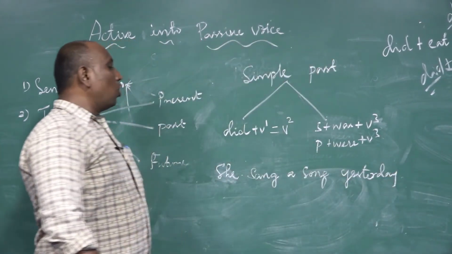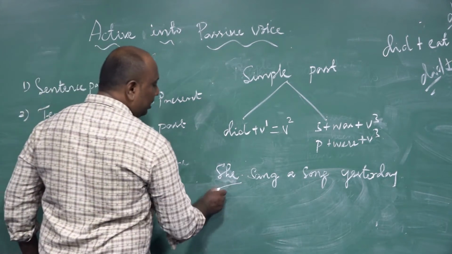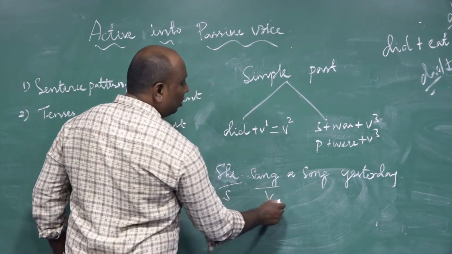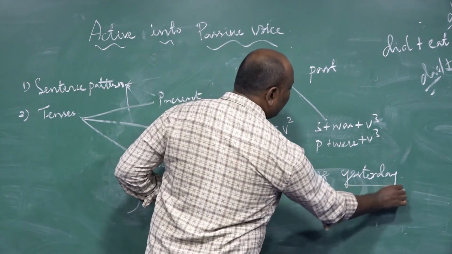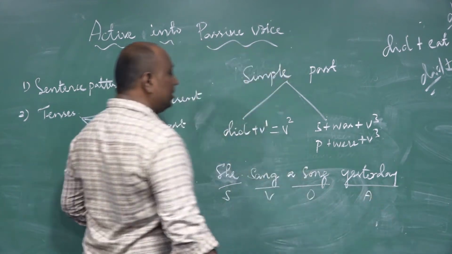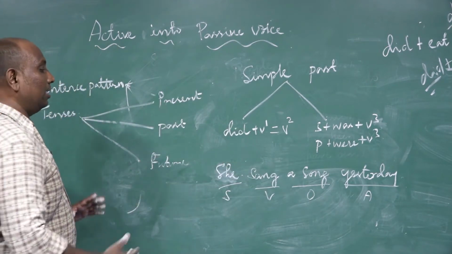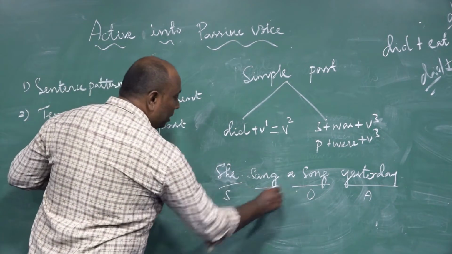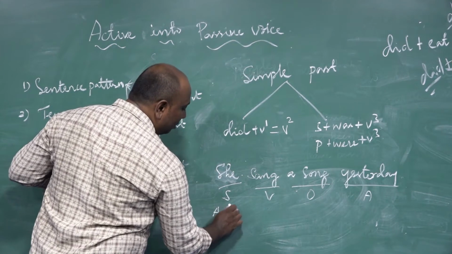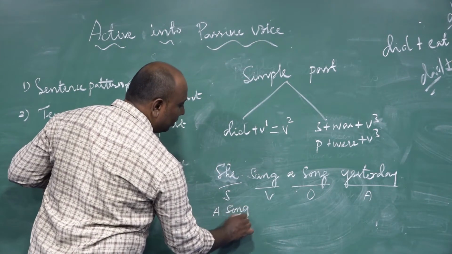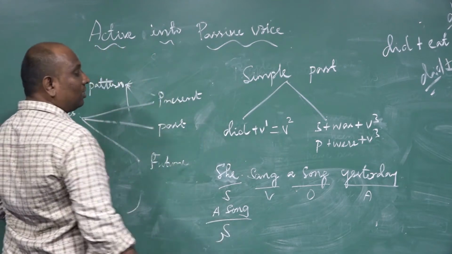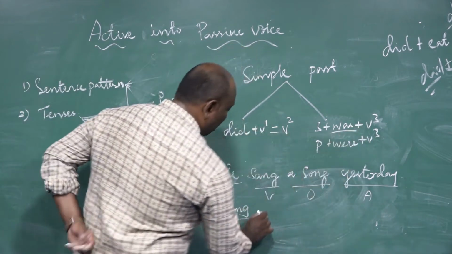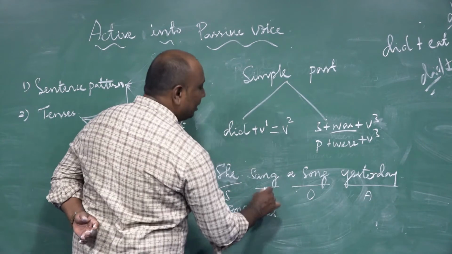She sang a song yesterday. So look at this. She is the subject, sang is the verb. So what is a song? This is the object. Yesterday is the adjunct. When she sang, that is yesterday. Never bother about the adjunct. So the object will come in the place of the subject. Song. Is song singular or plural? It is singular. So for singular, what is required? Was. And the verb has to be changed to the third form.